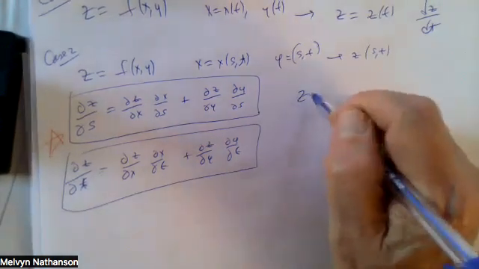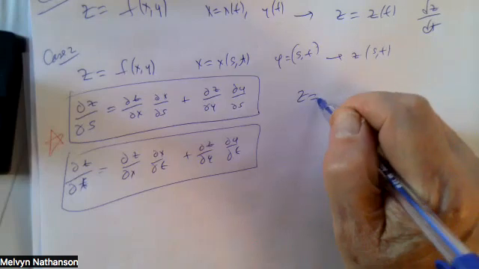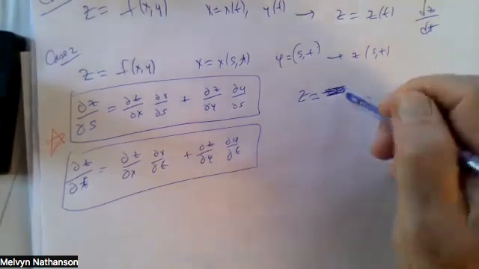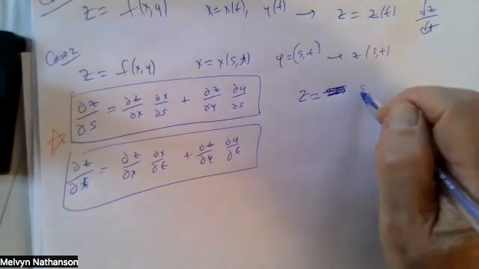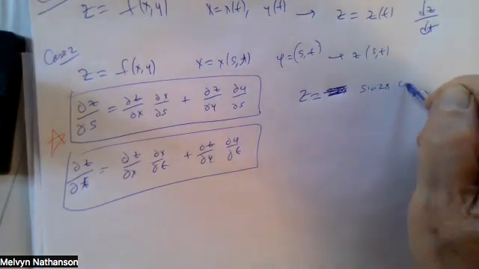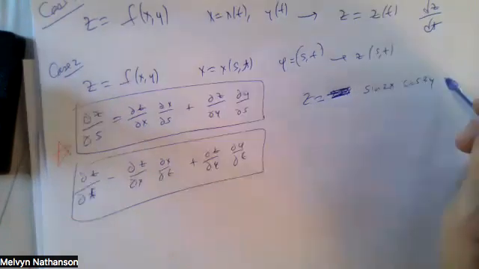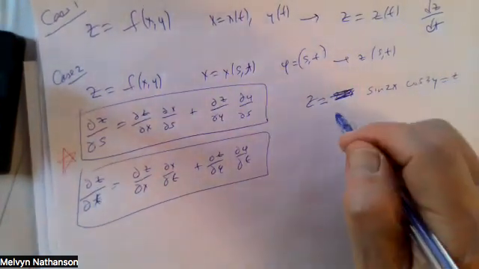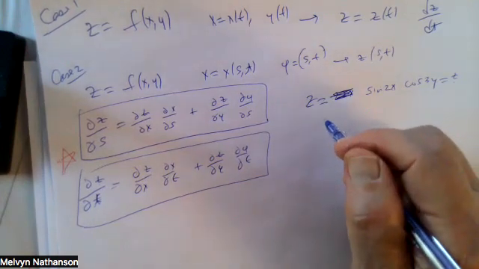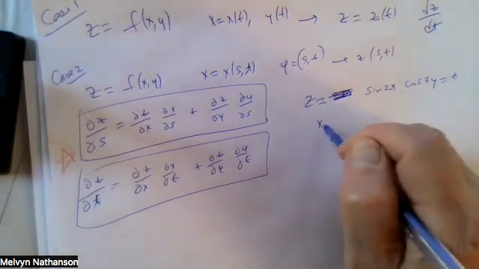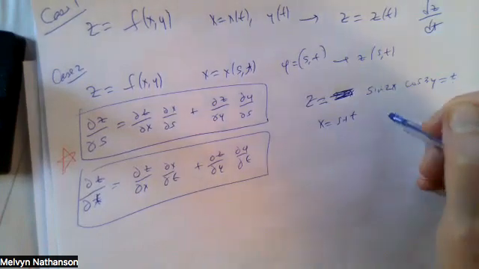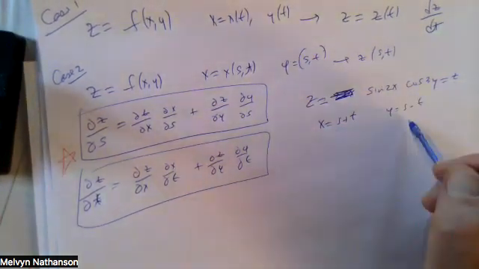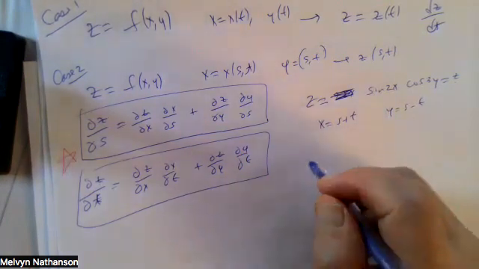Suppose z is sine 2x cosine of 3y. So z is a function of x and y. But x, in turn, is a function of s and t, and y is a function of s and t. x is s plus t, y is s minus t.